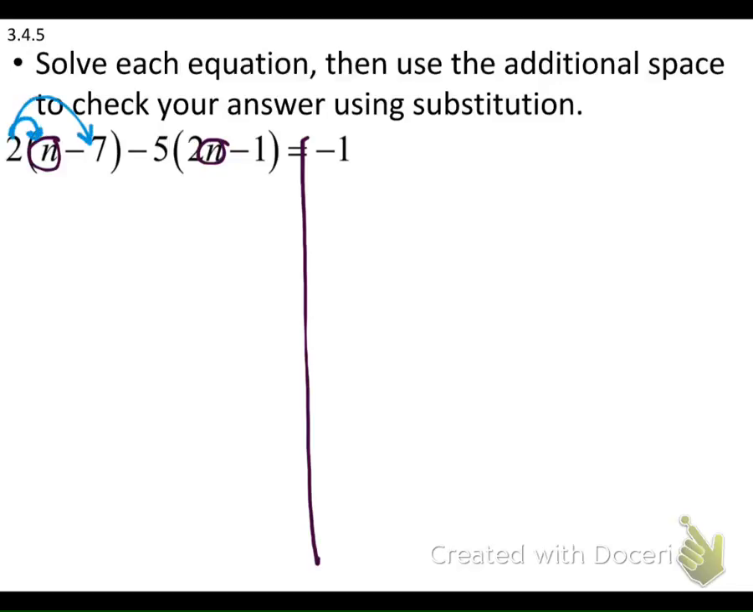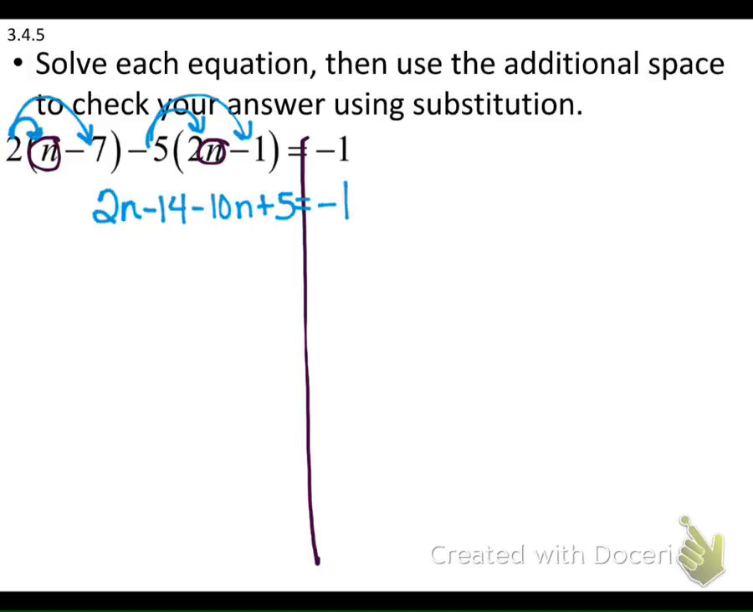So what's 2 times n? 2n. Then 2 times what type of 7 is that? Negative. So it's going to be a negative 14. Negative 14. Good. Okay. Then what do I do? Okay, so negative 5 times 2n. Negative 10n. And then negative 5 times negative 1. 5.